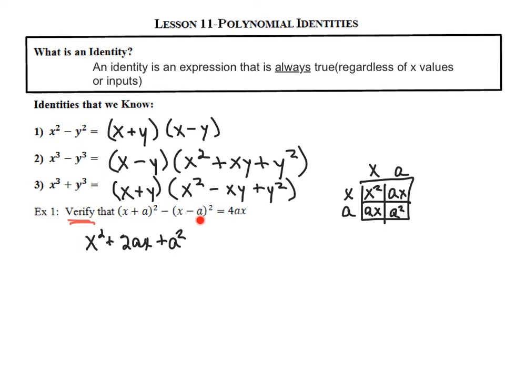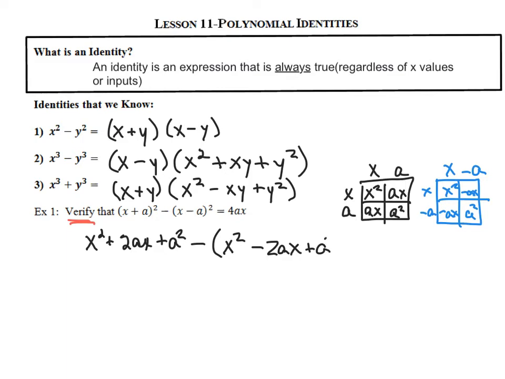Now let's look at the second binomial and square that. So I'm going to come over here and make a box for that one as well. So I'll have x minus a times x minus a. Multiplying, I'm getting x squared minus ax minus ax plus a squared. Now be very careful in this part. I've got to subtract that whole polynomial. So I'm going to say let's subtract x squared minus 2ax plus a squared.